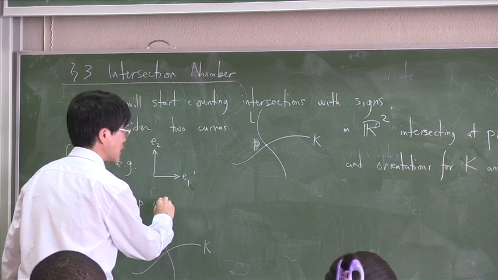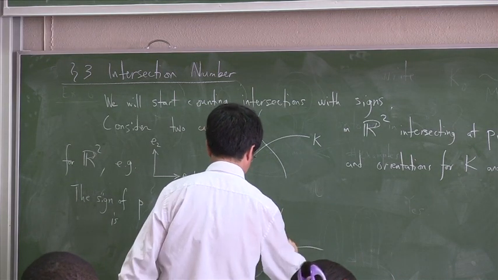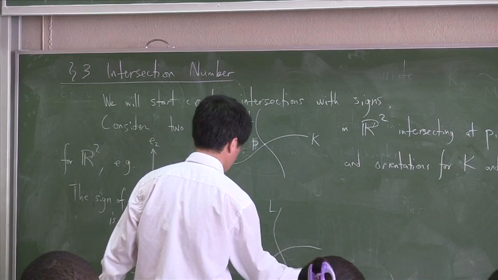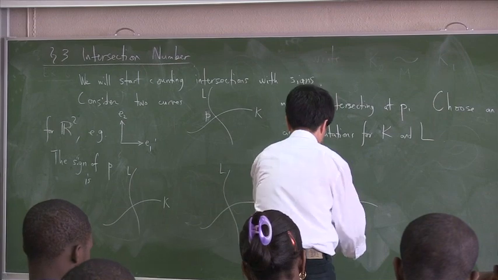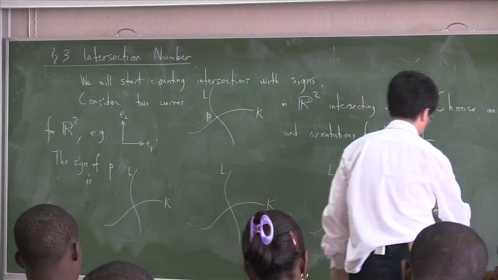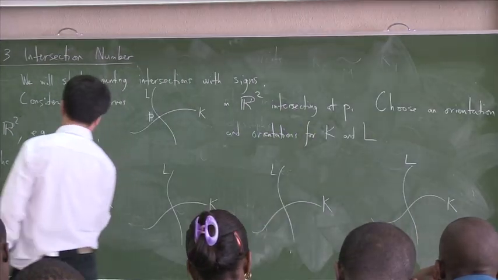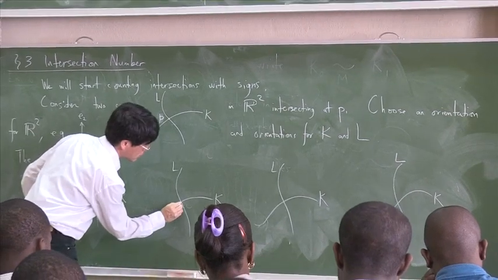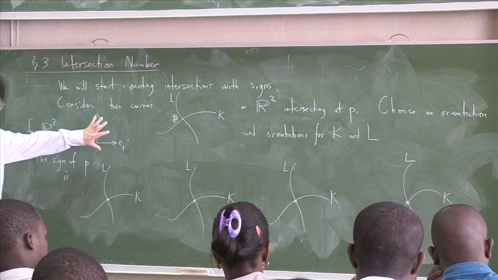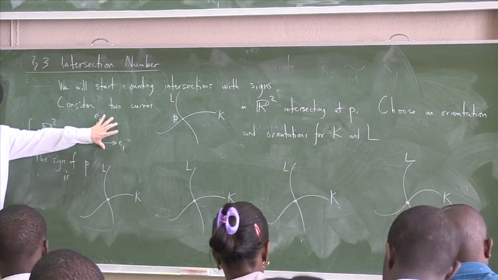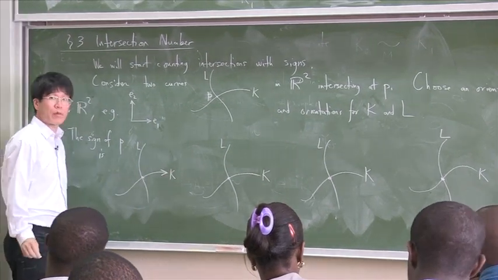This is K, this is L. Oops, I'm drawing the same picture. They may not look the same, but please forgive me. They're the same. L, K. And that's the point P in each of the pictures. The orientation for the ambient R2 is always this. The standard orientation.